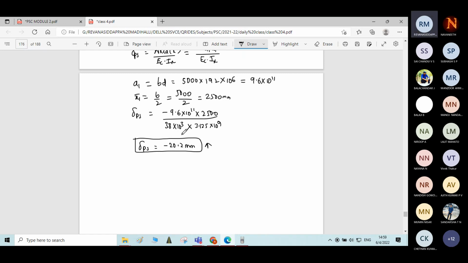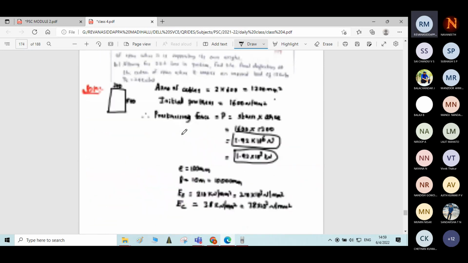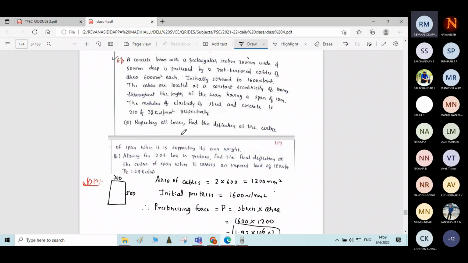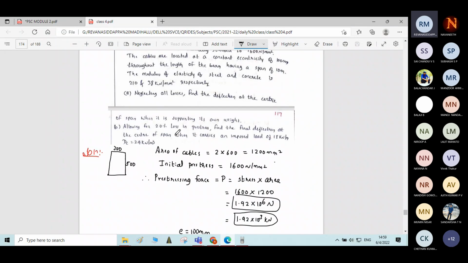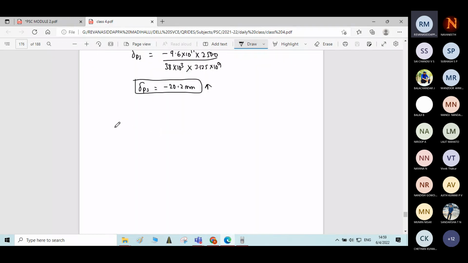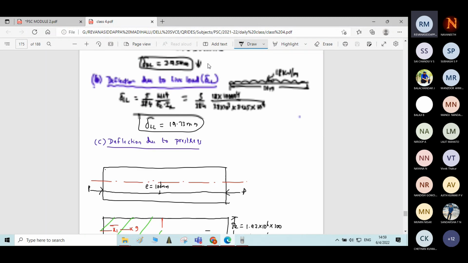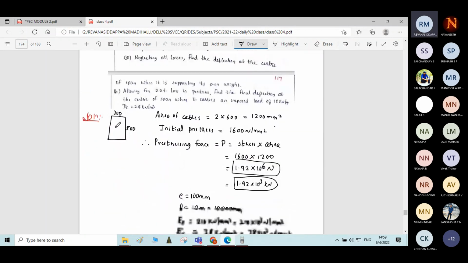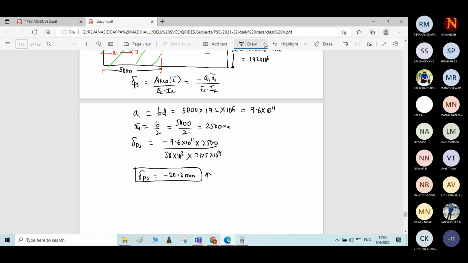Okay. Now coming to the questions. What is the first question? First question is, neglecting all losses, find deflection at the center of the span when it is supporting its own weight only. Okay. Excluding the live load, we have to find the net deflection. Question A, yes, question A we will solve.